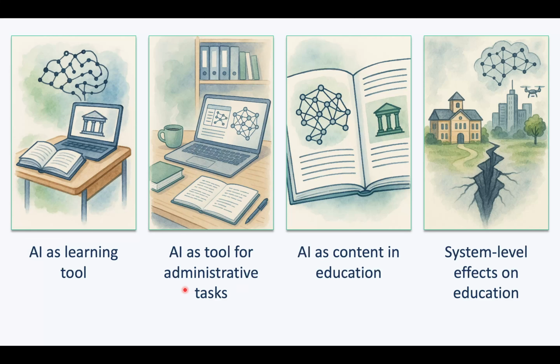Second one is AI as a tool for administrative tasks for teachers, for work they do outside the actual teaching, like using Excel and using a chatbot. Third one is AI as content in education, teaching students about AI, and raising their AI competence. And then the fourth aspect is system level effects on education, that AI actually changes how education works, or changes education's role in society, or changes society itself in a way that affects education.